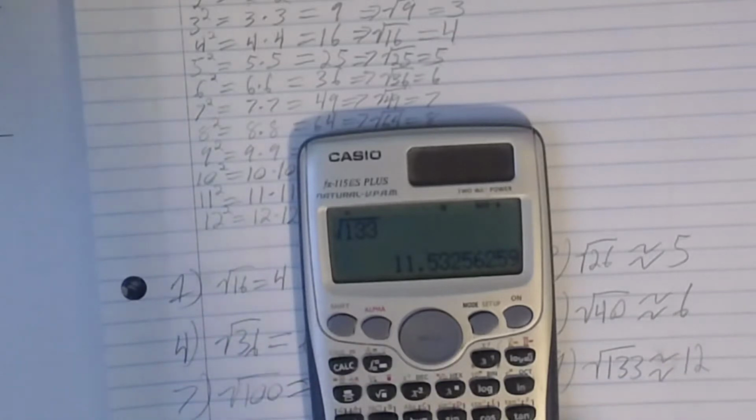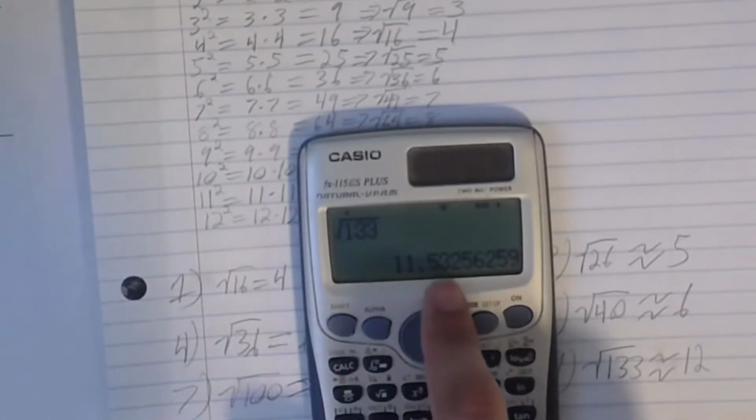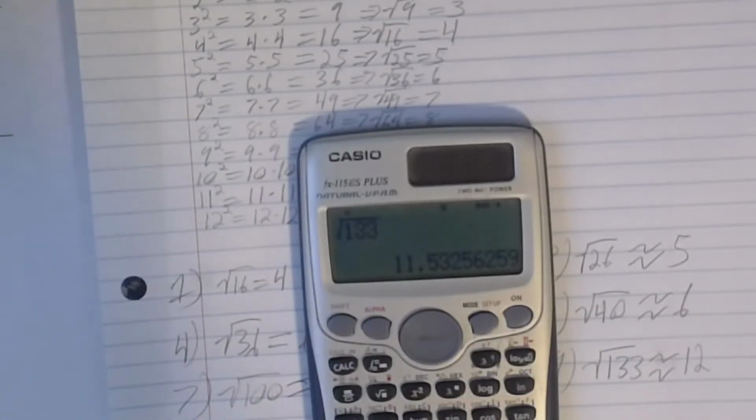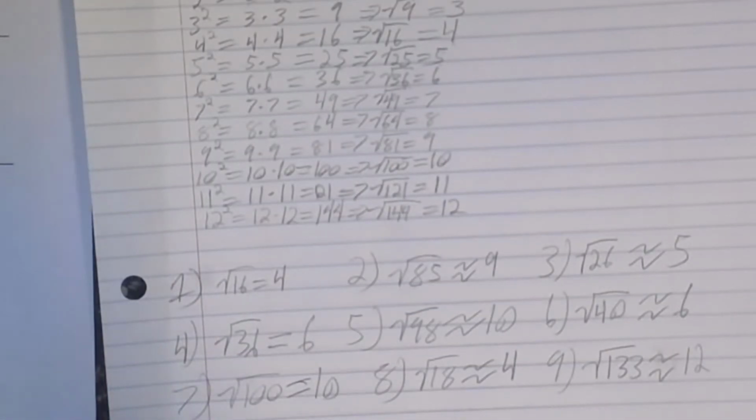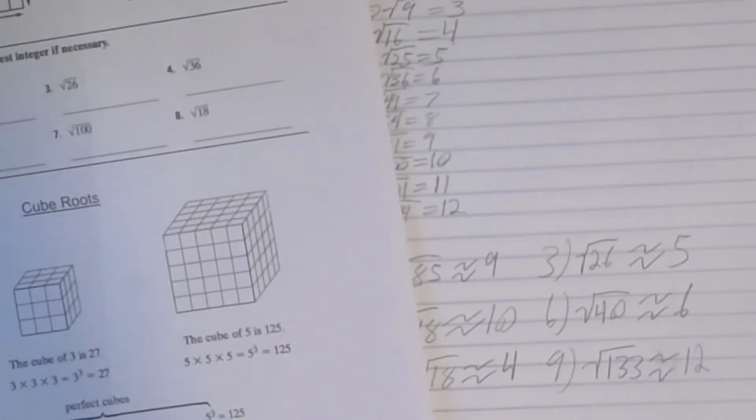There we go. See, it's almost there. It's almost in between, but it's slightly closer to the 12. That's a little thing. Now let's do cube roots.